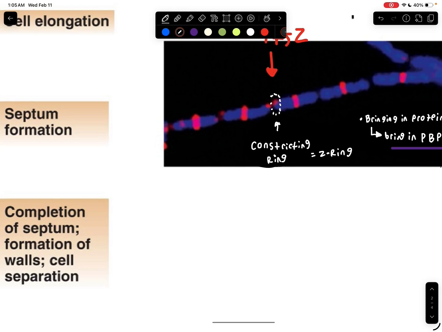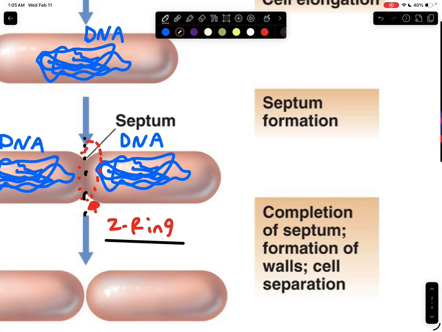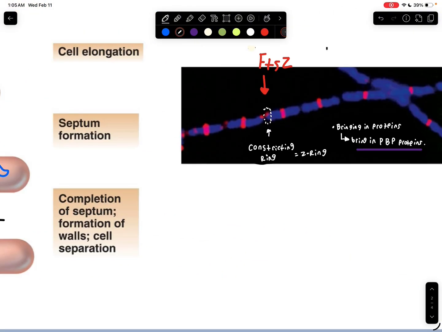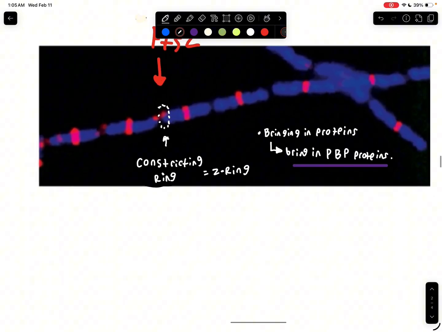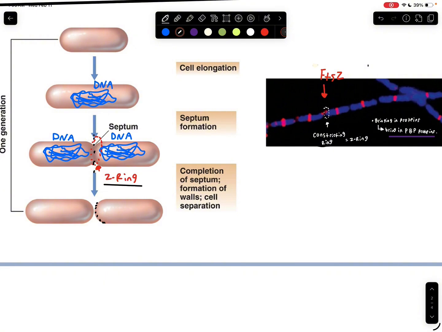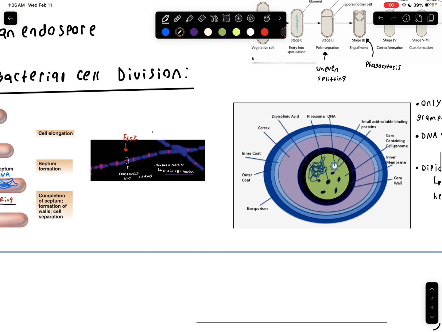Now this Z ring is important because it not only splits the two cells, so it constricts till these two divide entirely. At the same time, the FtsZ, the fifth Z, also brings in the proteins. Remember back to our last lecture, we talked about the penicillin binding proteins. Those help to rebuild the cell wall of the bacteria. And so what that does is it both fixes this area right here and it splits the two in half. Now, this is normal bacterial cell division.